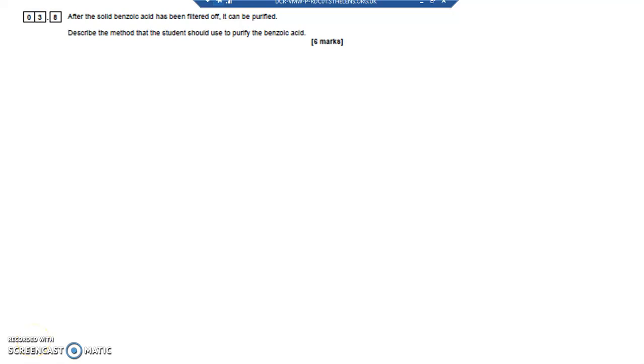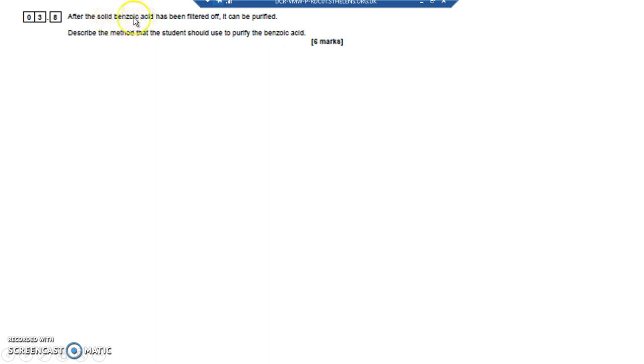Question 3.8. After the solid benzoic acid has been filtered off, it can be purified. That's a process called recrystallization. Now, it's a common kind of question, and yet people lose marks again and again because they forget some of the 6 marks. It's the same question again and again, and the process is the same throughout. Let's talk it through.